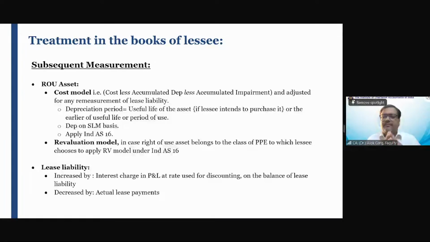Subsequent measurement. What is the difference between initial measurement and subsequent measurement? Every year we will measure the asset value, that is subsequent measurement. Initial measurement happens at commencement date. Subsequent measurement happens at reporting date, right? Now the question comes, sir, on 1st of January, we have capitalized right of use asset. We have credited lease liability. But what happens on 31st March? What will we do on 31st March?